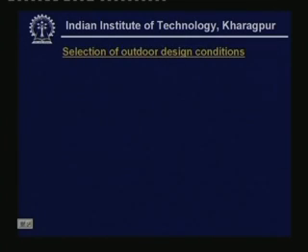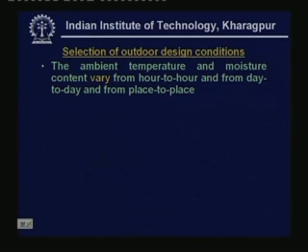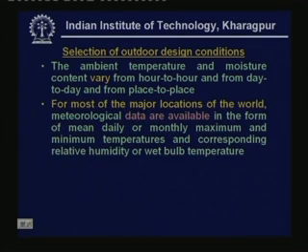So, first let us look at how to select outside design conditions. The ambient temperature and moisture content, as you know very well, vary from hour to hour and from day to day and from place to place. For most of the major locations of the world, meteorological data are available in the form of mean daily or monthly maximum and minimum temperatures and corresponding relative humidity or wet bulb temperature. This data is recorded and it is available.